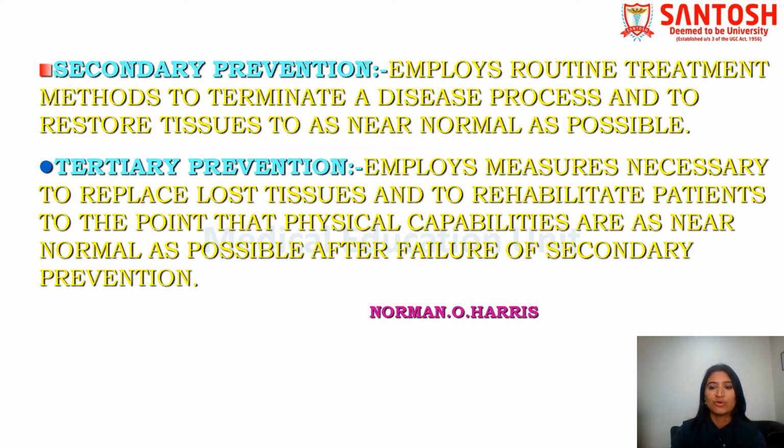Secondary prevention employs routine treatment methods to terminate a disease process and to restore tissues to as near normal as possible. Tertiary prevention employs measures necessary to replace lost tissue and to rehabilitate patients to the point that physical capabilities are as near normal as possible after failure of secondary prevention.